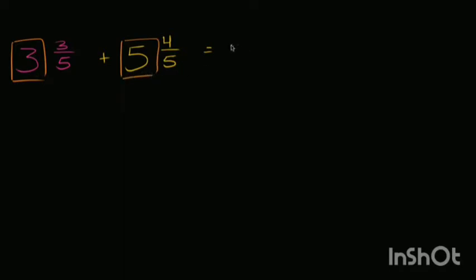Let's say that I have 3 and 3/5 plus 5 and 4/5. Now what is this going to be equal to? Well, if you do the same technique, if you add the 3 plus the 5, you're going to get 8. And then if you add the 3/5 plus 4/5, you would get 7/5. So you get 8 and 7/5.